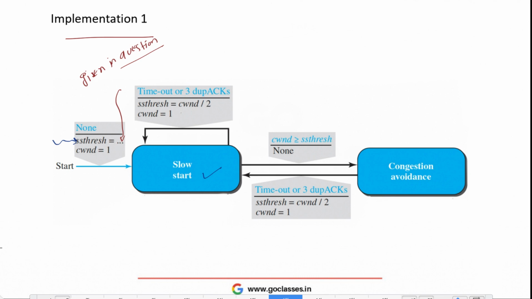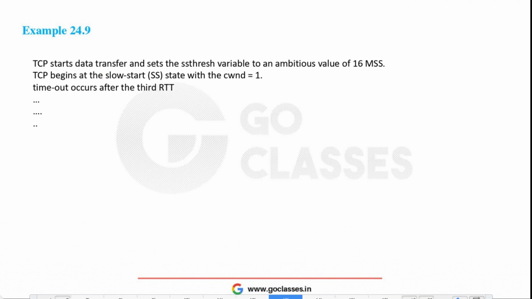Now once there is a congestion, then the threshold is the current congestion window divided by 2, and now we enter into the slow start phase where we say that the congestion window is just 1. Okay, so let's take an example. Suppose that TCP starts the data transfer and sets the initial threshold to be 16 MSS, which is given in the question.